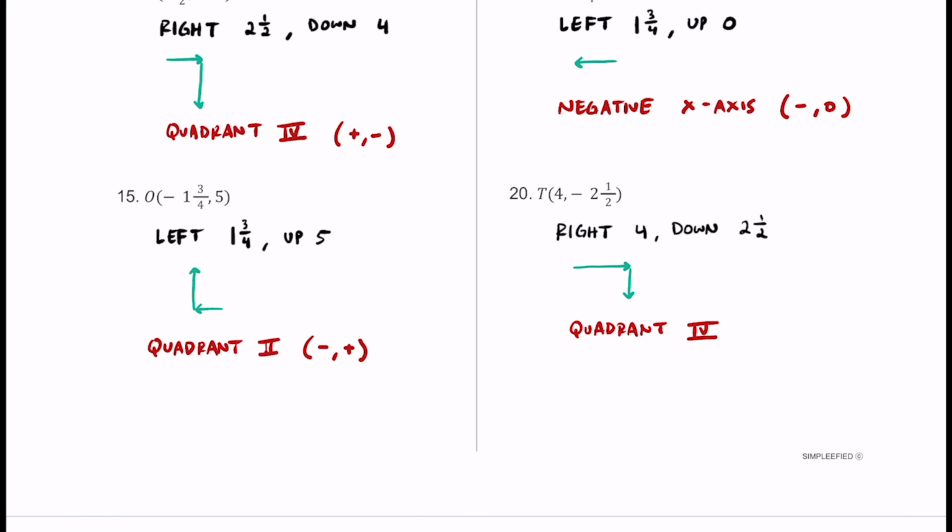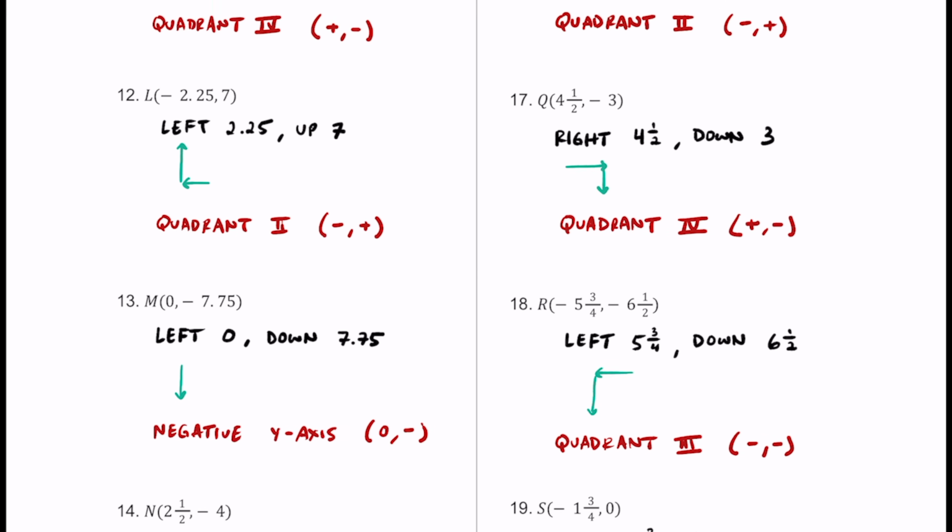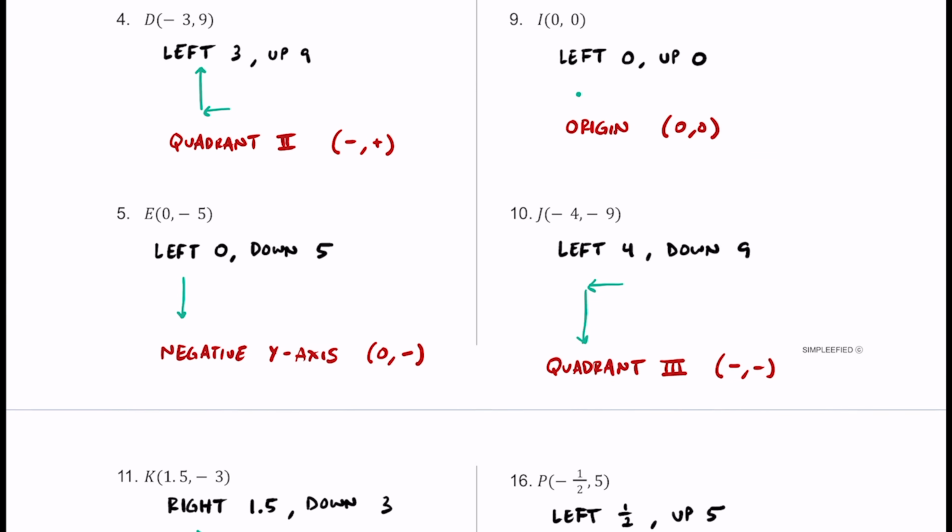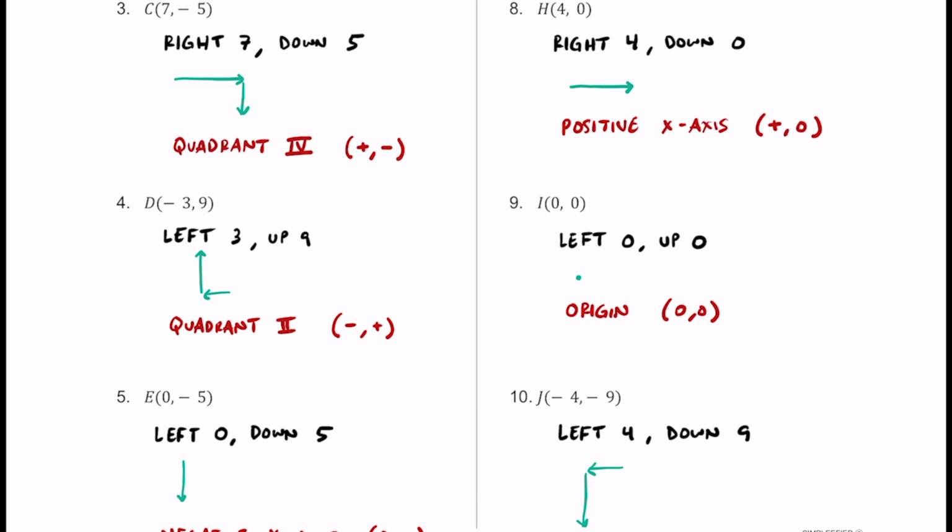Remember, everything in quadrant 4 is going to have a positive value first and a negative value second, which is really just a positive x and a negative y. All right, so there you have 20 different practice problems on working on locations of points on the coordinate plane. And so hopefully those directions helped, and the sketches as well as the locations.